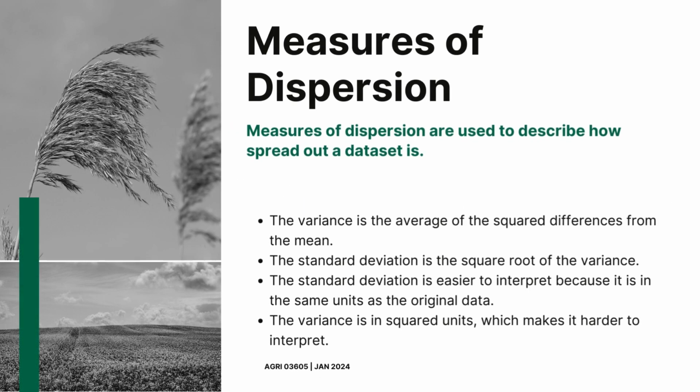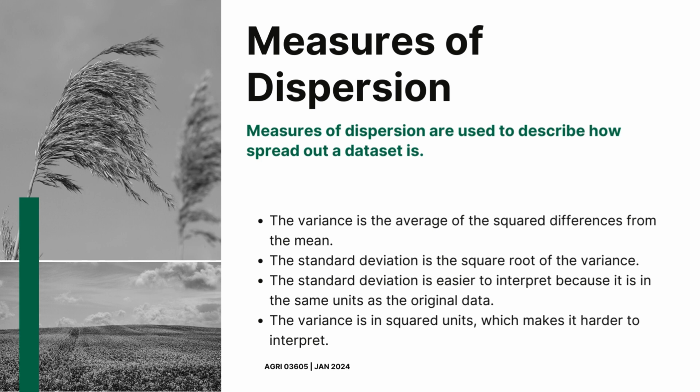Measures of dispersion are used to describe the spread of a data set. The most commonly used measure of dispersion is the standard deviation. The standard deviation is a measure of how spread out the values in a data set are. It is calculated by taking the square root of the variance.